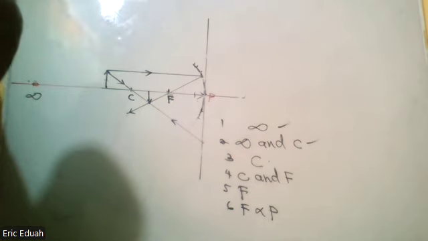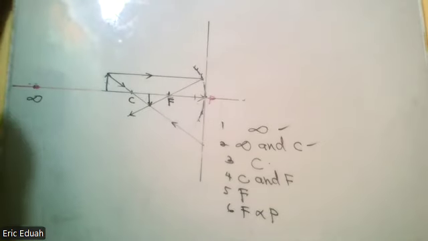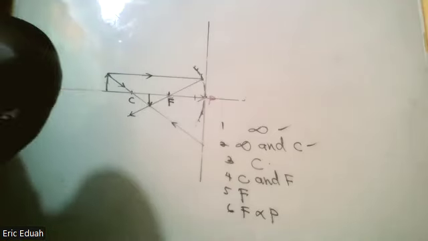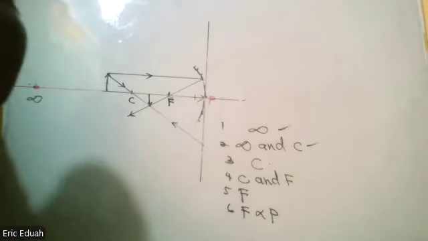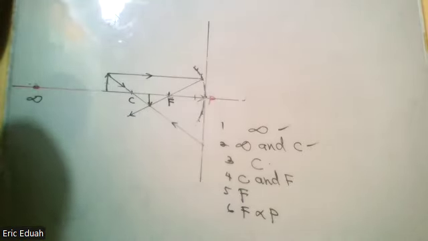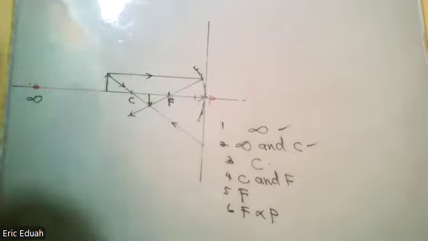Image is inverted. It is real. Image is formed at C. It's a hand. And the image size equals the object size. Okay. All right. Right, thank you. Image size equals object size. Thank you. So we've also gone through this.